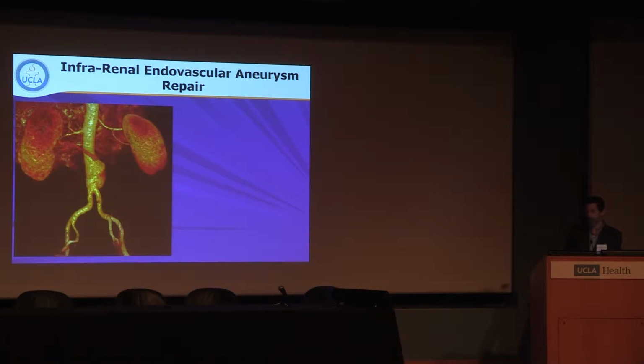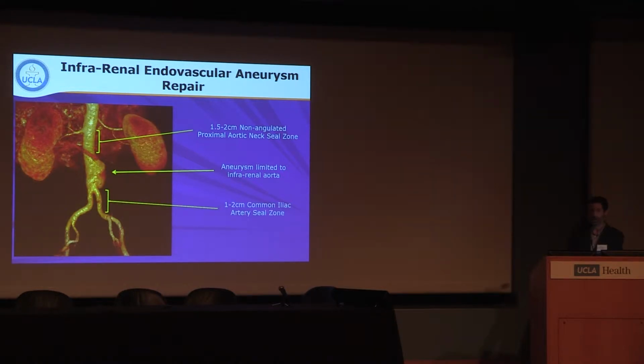For infrarenal aneurysms, we have some fairly good tools to treat these, and there's been a lot of progress in the last 2 decades on treating infrarenal abdominal aortic aneurysms with an endovascular approach. In patients that have a nice infrarenal neck, meaning 1 to 2 centimeters of non-diseased, non-angulated aorta below the renal arteries, aneurysms that are confined to the infrarenal aorta itself or the aortic bifurcation, who have appropriate common iliac seal zones.